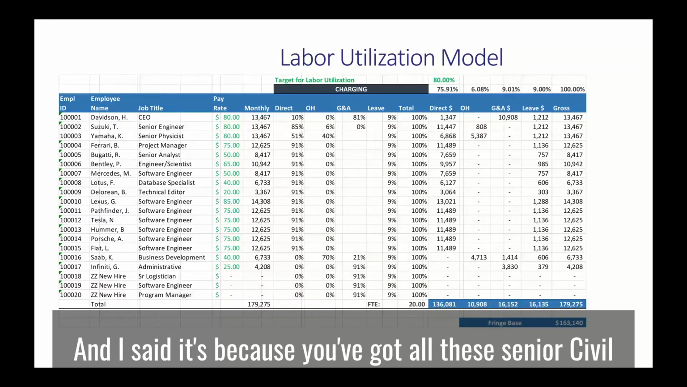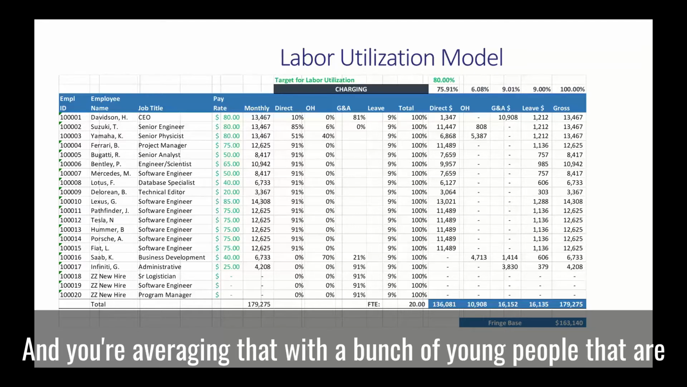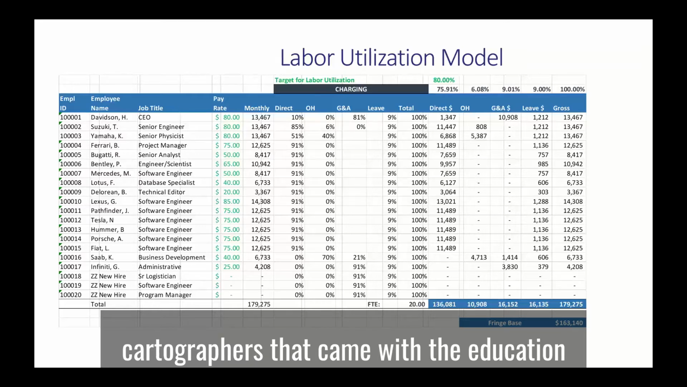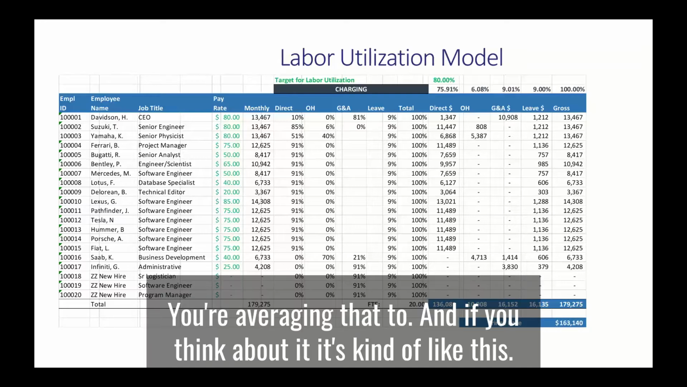And I said, it's because you've got all these senior civil engineers with high liability insurance costs, and you're averaging that with a bunch of young people that are cartographers that came with the education and the skills, and they don't have all that liability cost. You're averaging that too. And if you think about it, it's kind of like this.